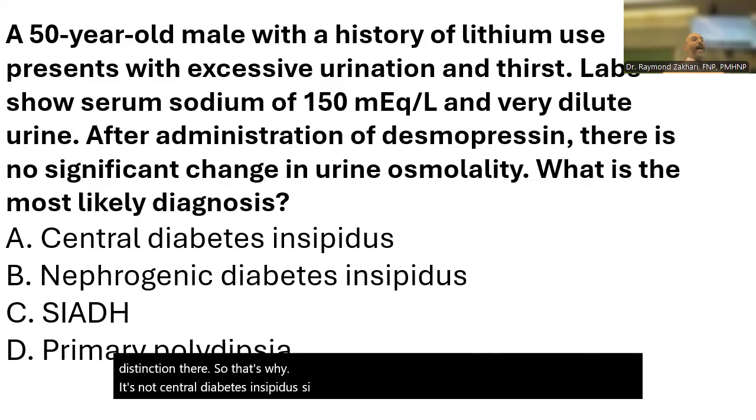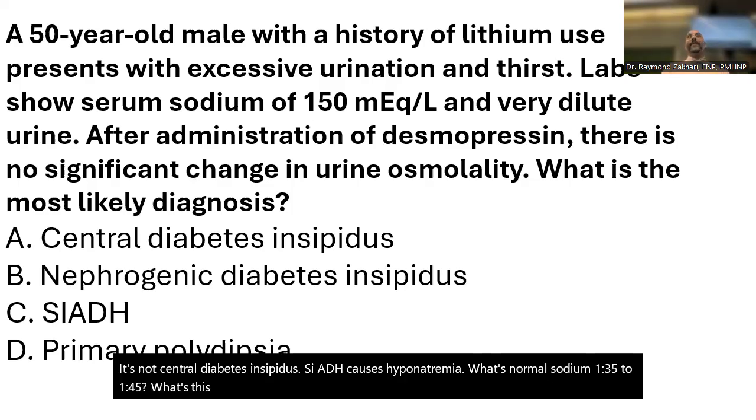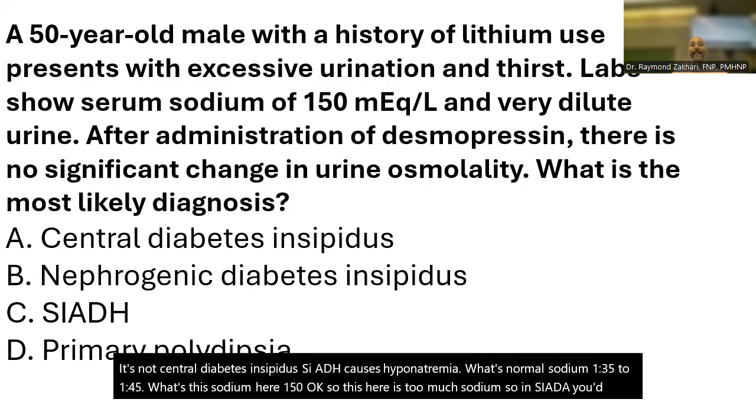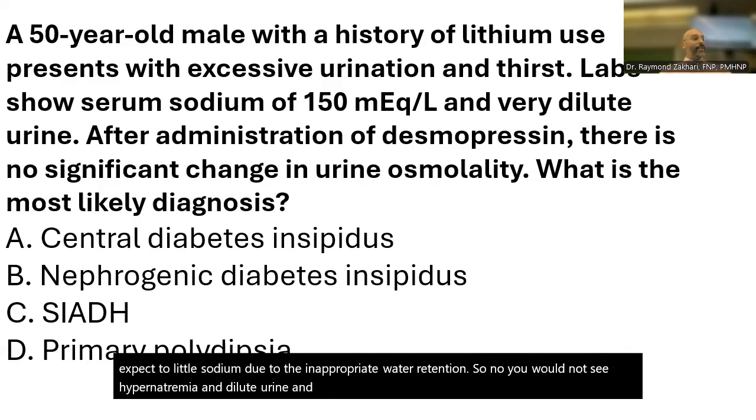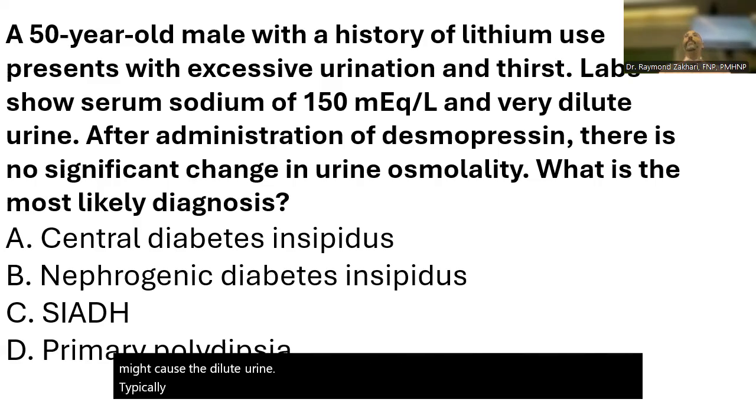SIADH causes hyponatremia. What's normal sodium? 135 to 145. What's this sodium here? 150. Okay, so this here is too much sodium. So in SIADH, you'd expect too little sodium due to the inappropriate water retention. So no, you would not see hypernatremia and dilute urine. And then, of course, D is incorrect, primary polydipsia. This might cause the dilute urine, but typically the sodium would be lower because why? They're diluting the sodium. Got it?